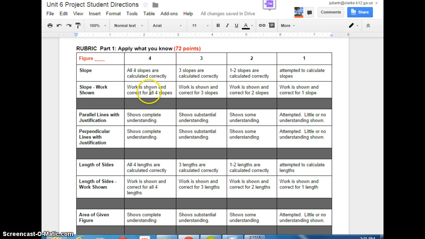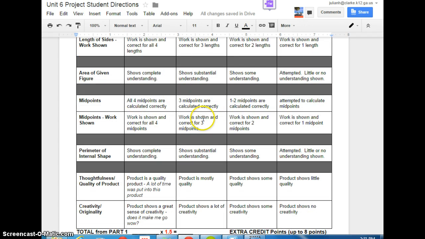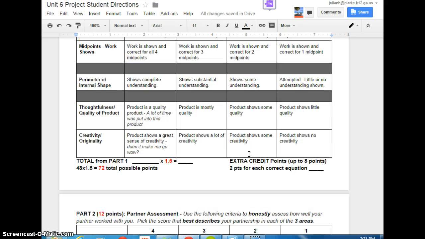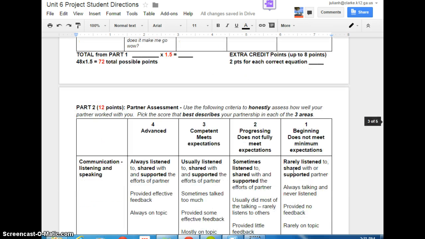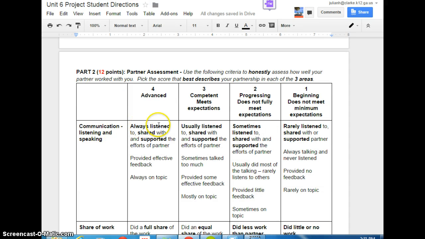Then ask yourself, did I show my work for all 4 slopes? Or did I only show the work for some of them? And continue to go through the rubric and ask yourself, did I do each of these things? You might even want to have a friend, a parent, or a sibling go through these and check your work. So that's up to 72 points, and then remember, 2 points for each correct equation of the sides that make up your quadrilateral. Then you'll go through the partner assessment, and you'll ask yourself, did my partner always listen? Usually listen, sometimes or rarely, and give them a score.